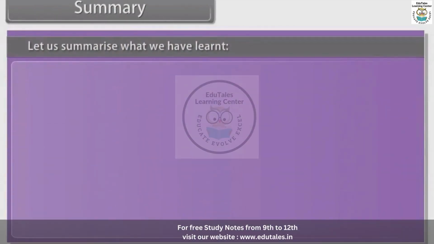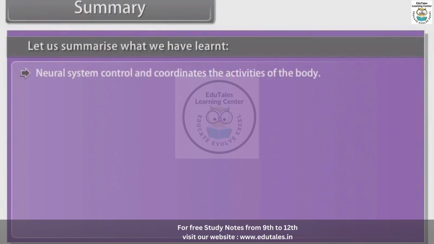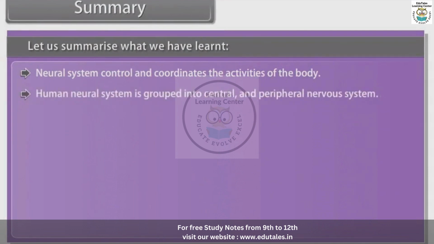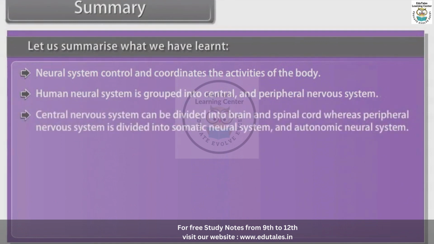Summary. Let us summarize what we have learnt. The neural system controls and coordinates the activities of the body. The human neural system is grouped into the central and peripheral nervous systems. The central nervous system can be divided into the brain and spinal cord, whereas the peripheral nervous system is divided into the somatic neural system and the autonomic neural system.